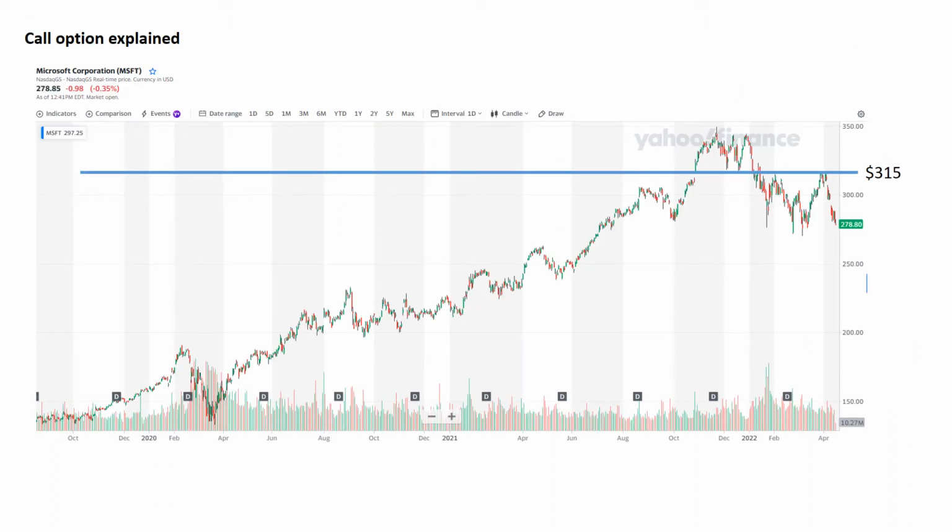So let's look at the example of Microsoft. Assuming the date is the 18th of April 2022, Microsoft shares are trading for $278.85, and you've just bought 100 units of Microsoft shares, and you think that a fair price to sell Microsoft is $315. So you are happy to sell your 100 units of Microsoft shares, which you bought at $278.85, for $315. Let's see what will happen if you sold a call contract on such a portfolio.